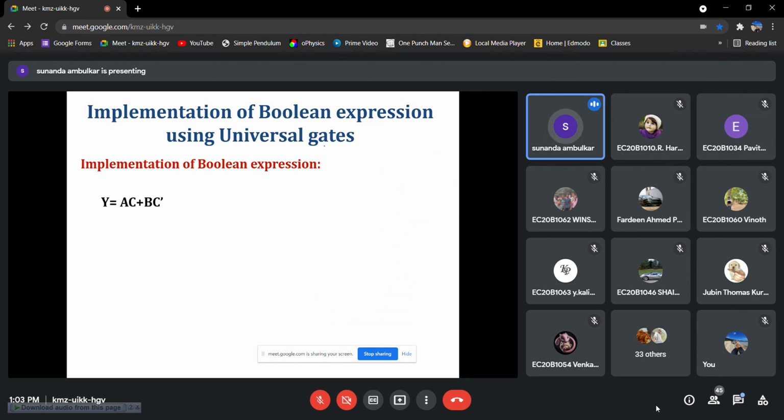So this is a simple Boolean expression. Can you implement this Boolean expression with the use of NOR gates? AC plus BC dash. AC plus BC dash. Okay.